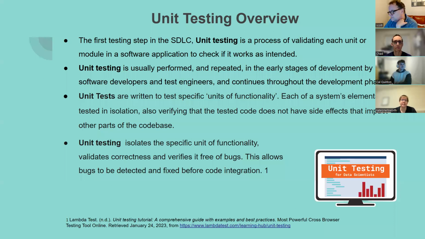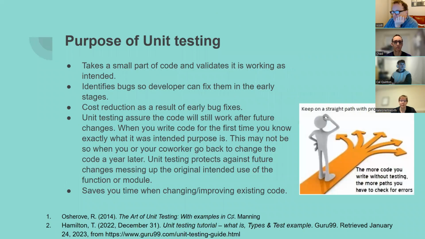So the first testing step of SDLC is unit testing, and it isolates the specific unit of functionality, validates correctness, and verifies it's free of bugs. The purpose of unit testing is to validate code, reduce costs, identify bugs, and save time.